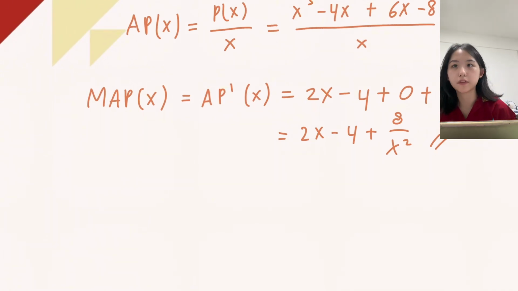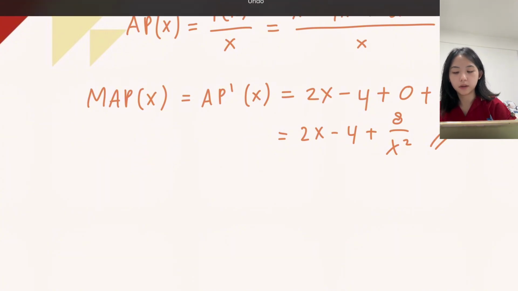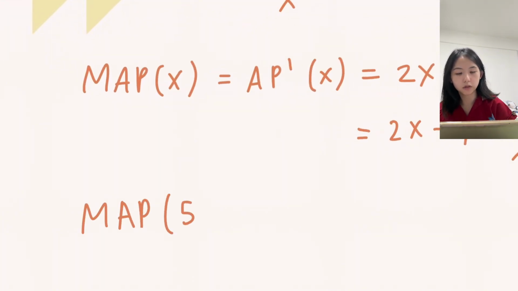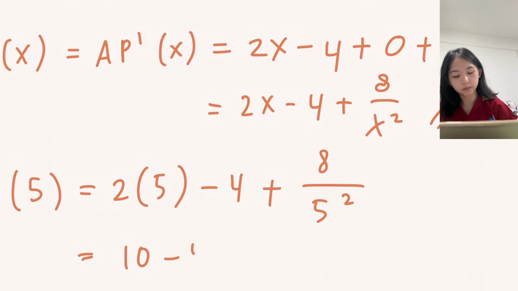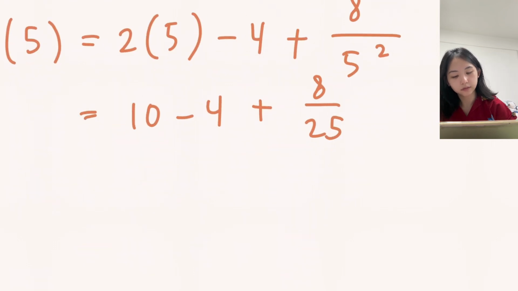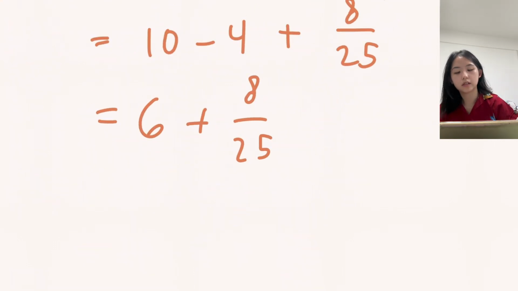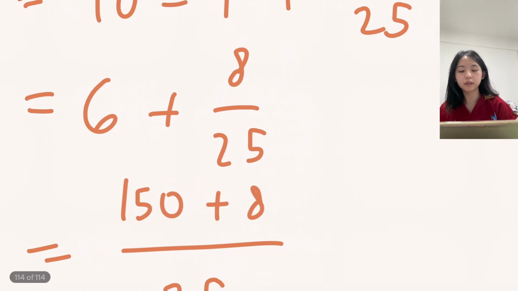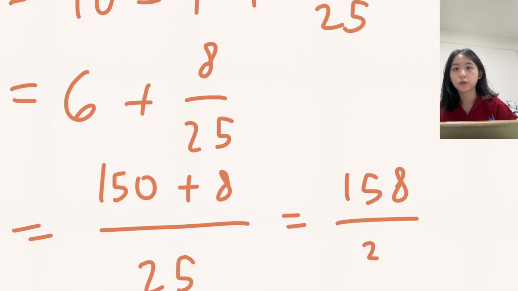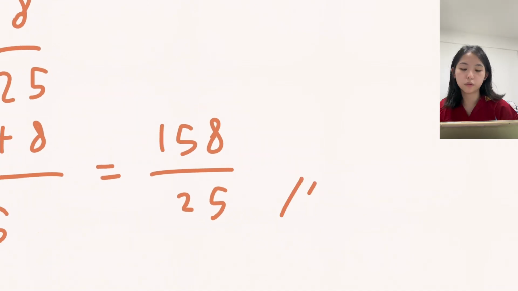So this is the final result of the marginal average profit function. Next is the marginal average profit when x equals 5, where we just need to substitute 5 for x. So MAP of 5 equals 2 times 5 minus 4 plus 8 over 5 squared, which is 10 minus 4 plus 8 over 25. This is 6 plus 8 over 25. If we make the denominator the same, 6 times 25 is 150, plus 8 is 158, over 25. And this is the final result, 158 over 25, for the marginal average profit when x equals 5.